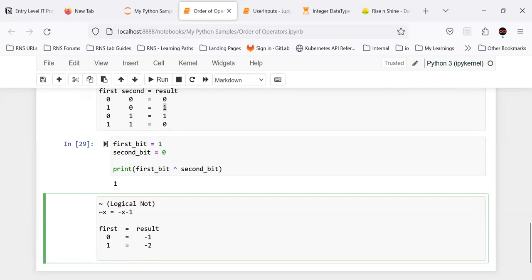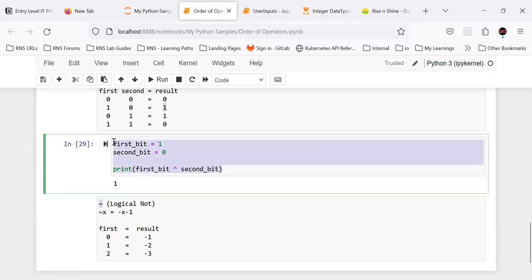And if I give something like 2, then what's going to happen there? Minus of that number, minus 1. Then minus 2, minus 1, that is going to become minus 3. Yeah, so this is the representation which we have for the logical not operator in Python.